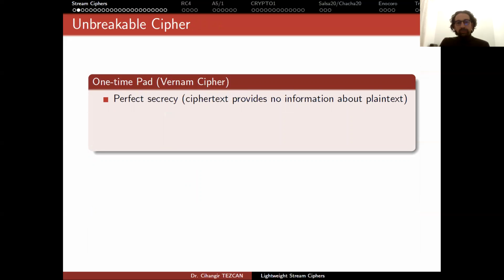And Shannon proved that this provides perfect secrecy because the ciphertext provides no information about the plain text. Guessing the plain text from the ciphertext would be equivalent to guessing the one-time pad in the first place. So this is why we believe that it is secure. Instead of working with bits, one can work on letters or characters.